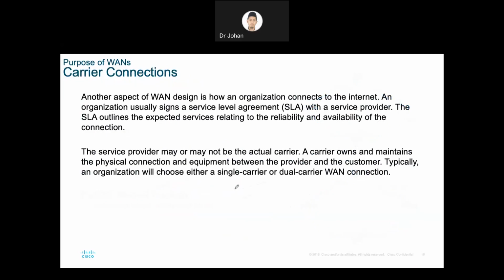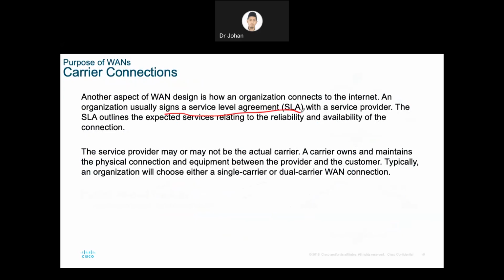An organization usually signs a service level agreement, some agreement with a service provider. The SLA outlines the expected services relating to the reliability and availability of the connections. This is how they work actually, because we are communicating or dealing with the service provider.